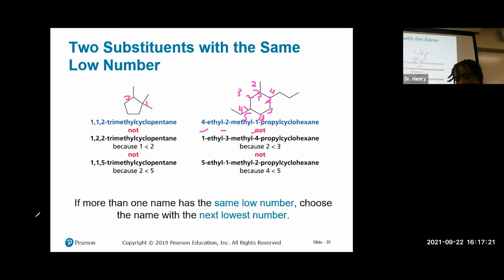Yeah, let me check. I might have. Let's see, does that give me the lowest number? No, not because there's two side chains. If they're two of the same substitutions, like, so these guys are both trimethyl, right? Okay. So like here, these guys, these are both methyls here, right? So I have the option of making this 1, or I have the option of making this 2.